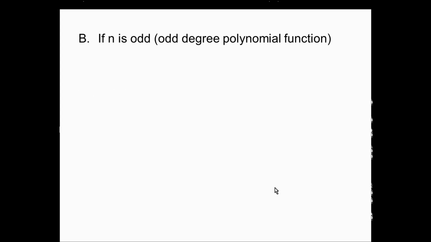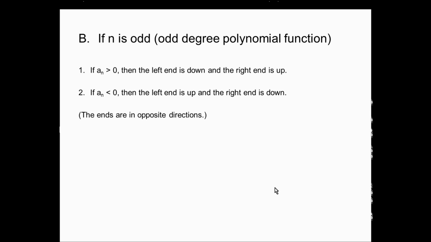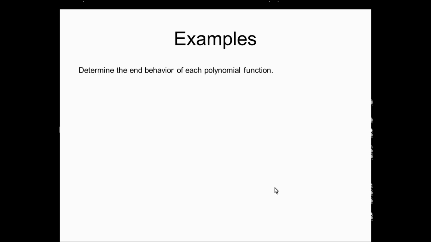What about odd degree? So part B, if n is odd degree, so an odd degree polynomial function. Number one, if a sub n is greater than 0, then the left end is down and the right end is up. The classic example there is f of x equals x. Number two, if a sub n is less than 0, then the left end is up and the right end is down. The classic example there is f of x equals negative x. For an odd degree polynomial function, the ends are in opposite directions. One up, one down. So odd degree, one up, one down. Even degree, both up or both down.